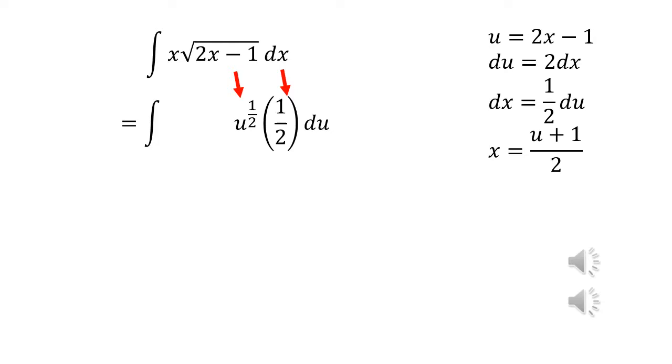That allows us to replace x with what it is. X is u plus 1 over 2. And so our finished integral looks like this: the antiderivative of u plus 1 over 2 times u to the 1/2 times 1/2 du.